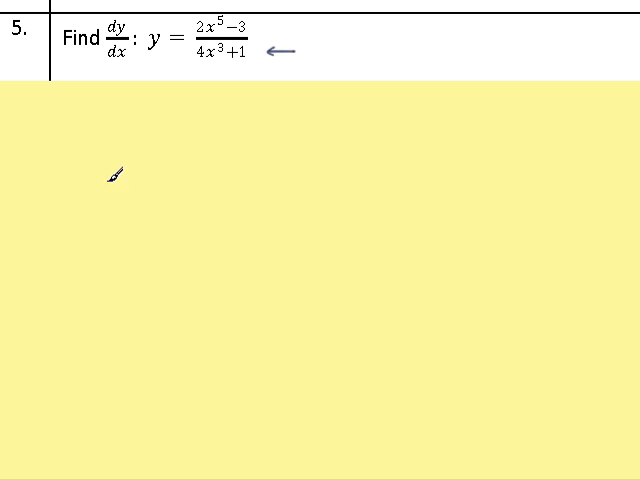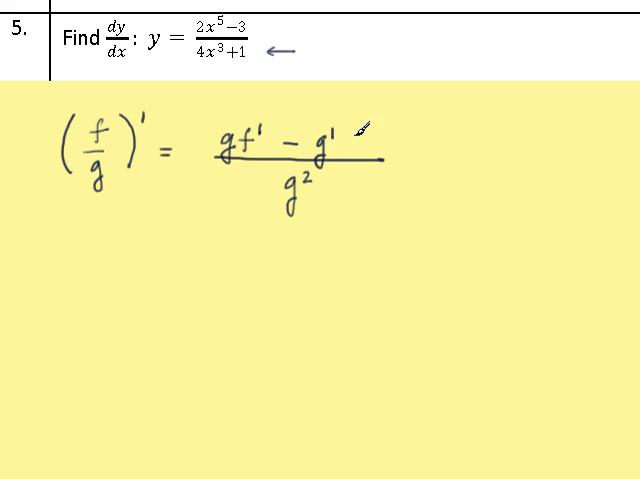So let me write down the quotient rule. So we'll write it like this. Here we have a quotient. The derivative is equal to, in the denominator we have g squared, and we start off in the numerator with g, and then the derivative of f minus the derivative of g times f. So this is the quotient rule for differentiation.